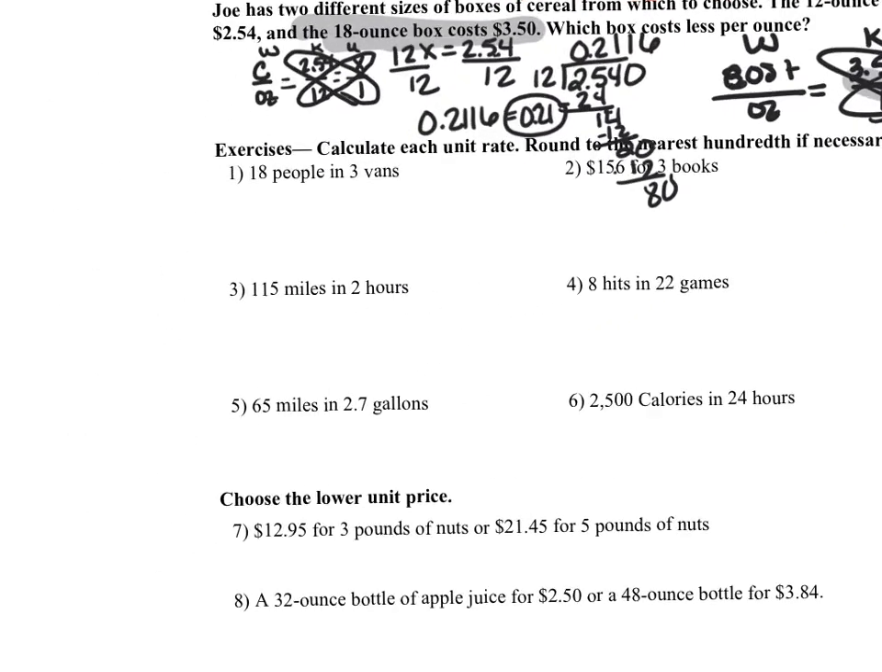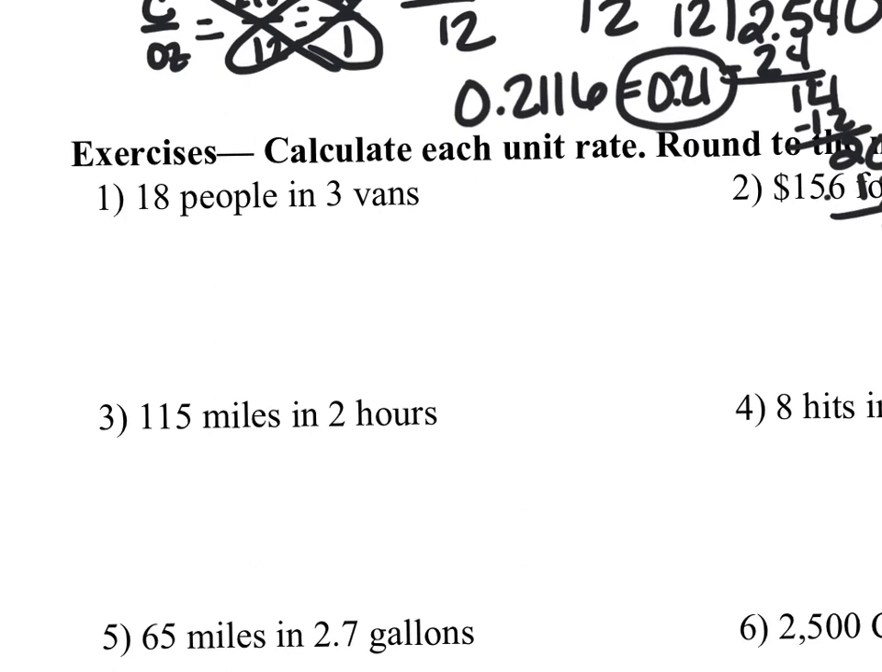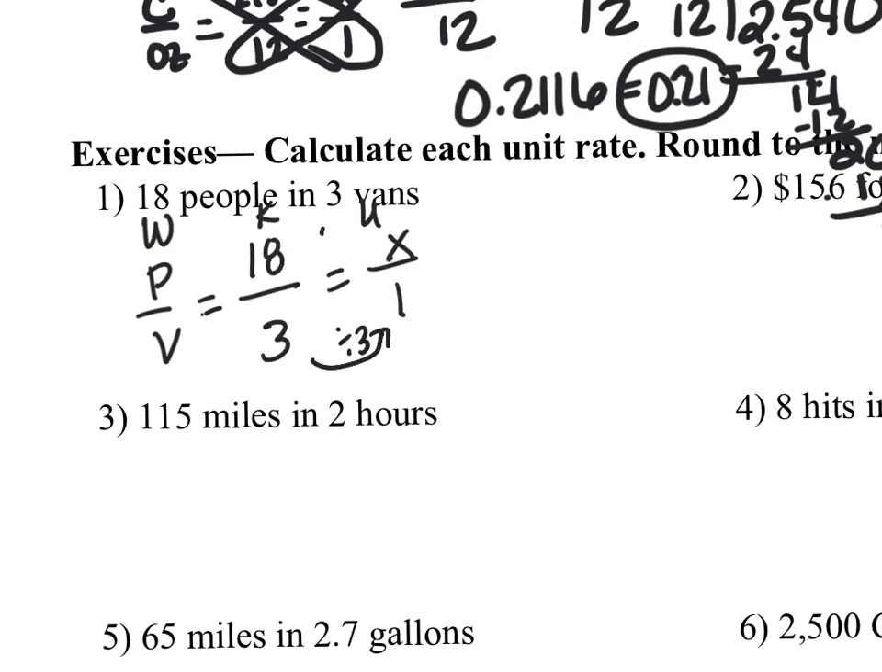Okay, so look at number 1. Number 1 is the unit rate. We're just going to scale down. So we're going to write our words as people over vans. Okay. So people over vans, and then 18 people over 3 vans is the known. Our unknown is how many people in one van. You can kind of see this one. 6. We can scale down here. It's divide by 3. 18 divided by 3. I don't even need that work. Okay. So 6 people in each van.